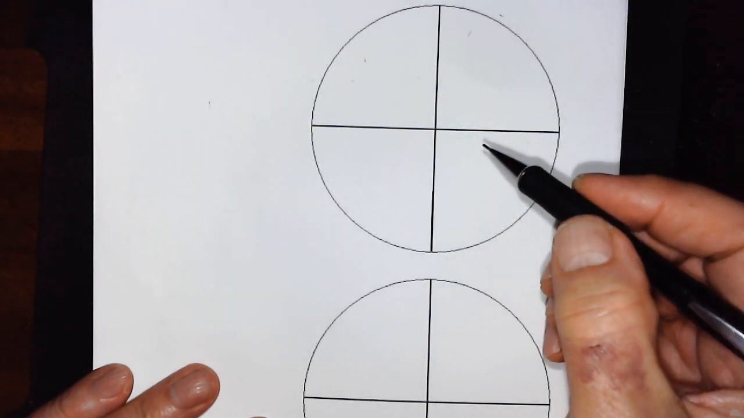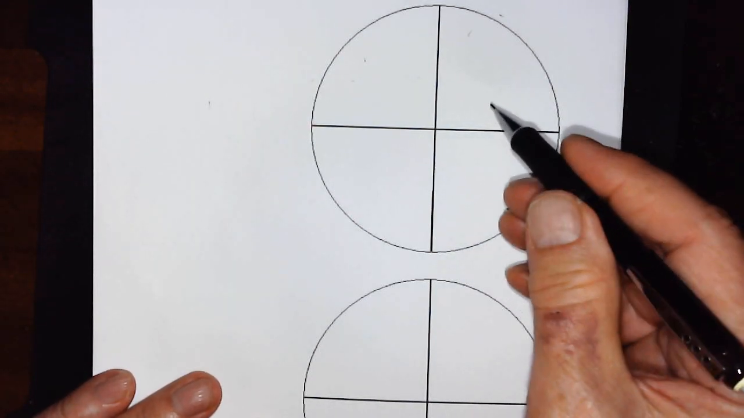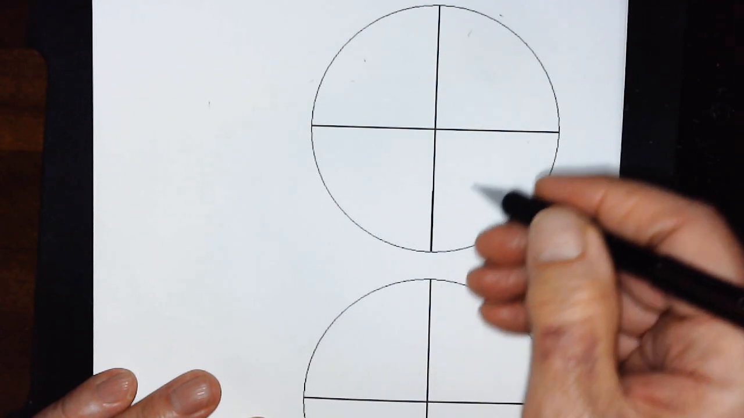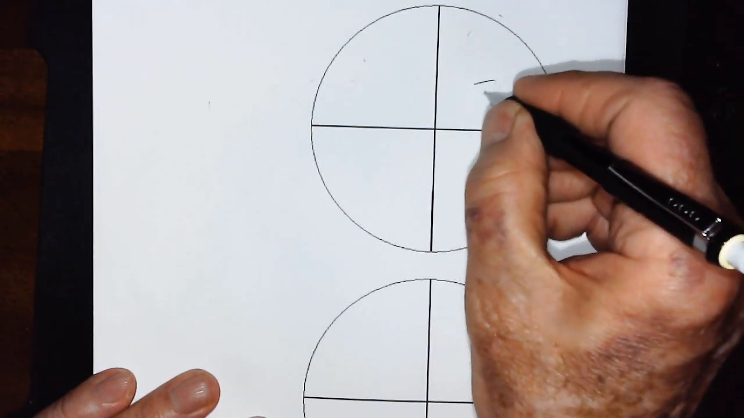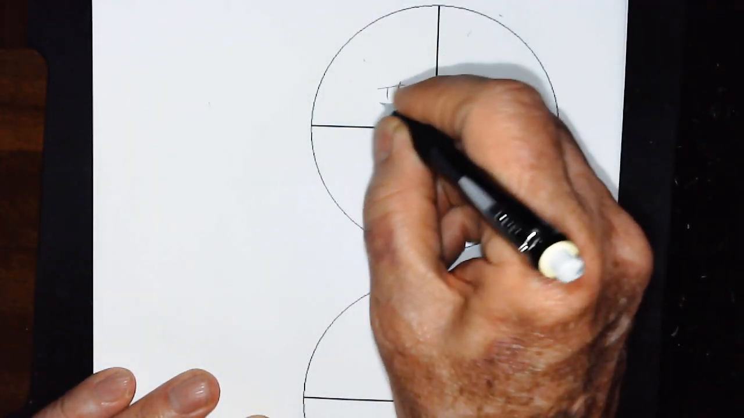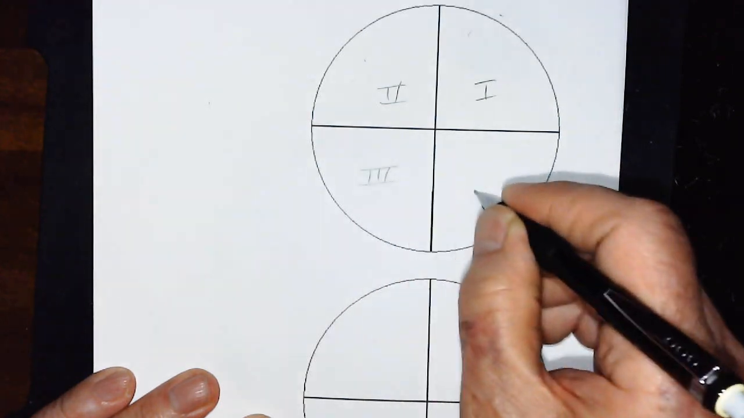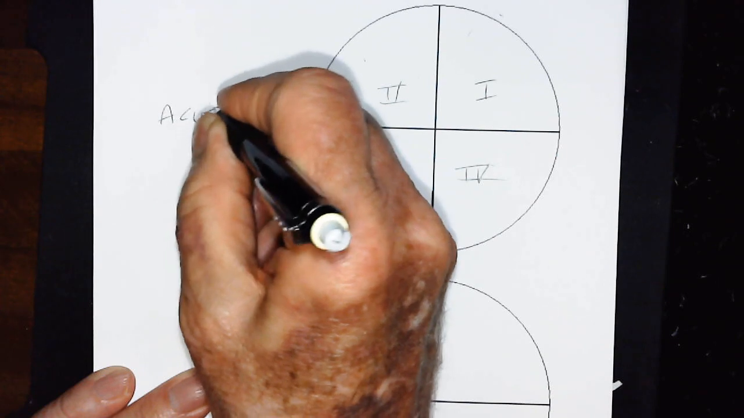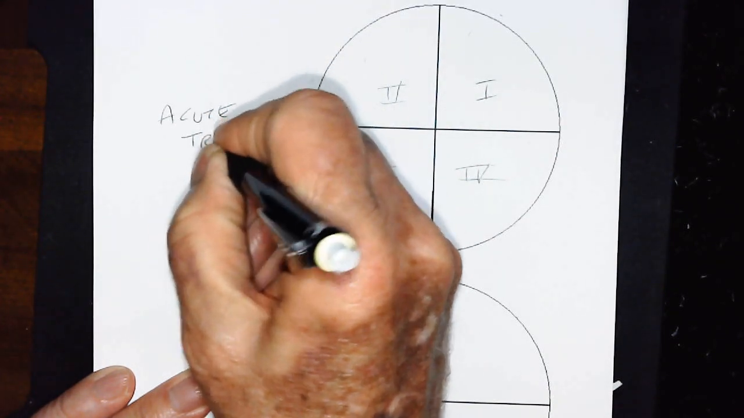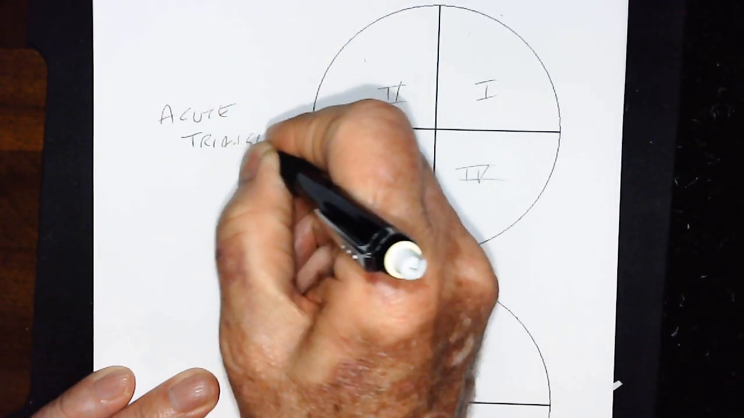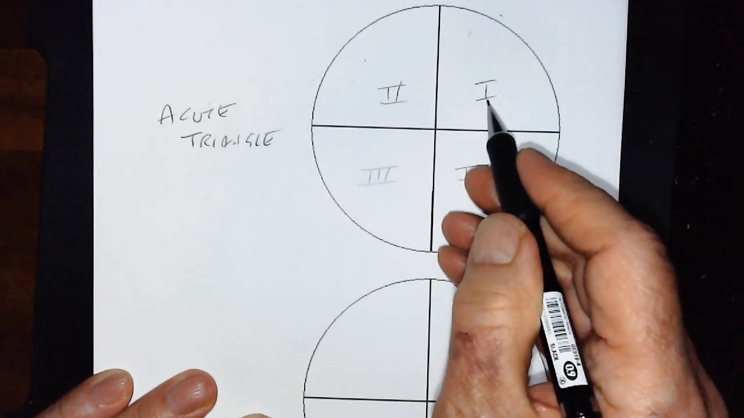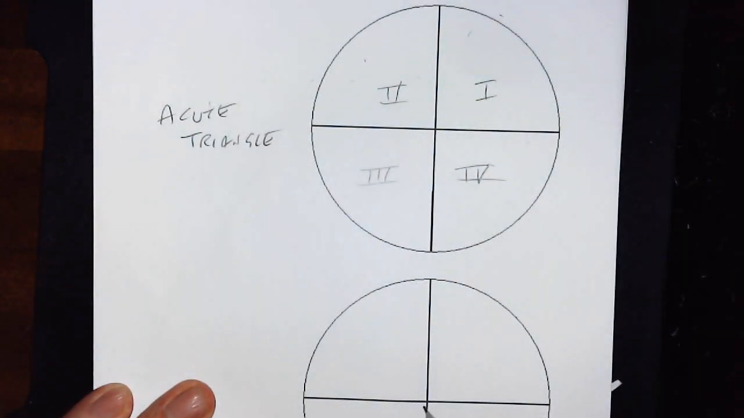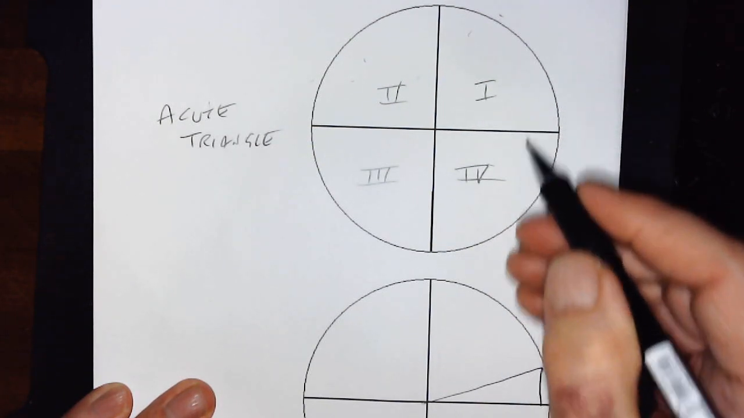especially with acute triangles, is to think of them in a circle like this where we have the four quadrants. Remember the four quadrants. So an acute triangle is going to stay inside the first quadrant. In other words, you can make a triangle like this. It's in this first quadrant.